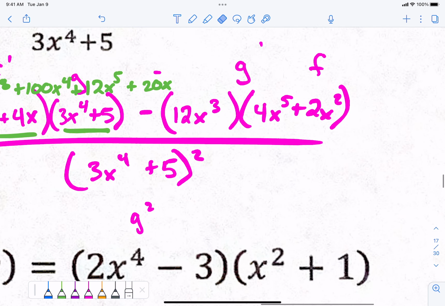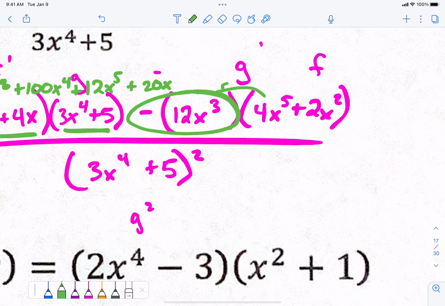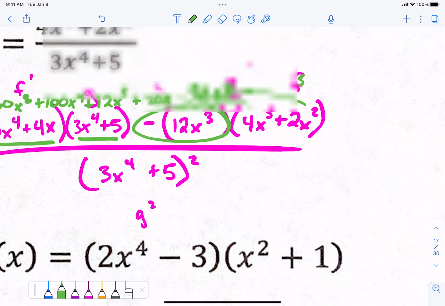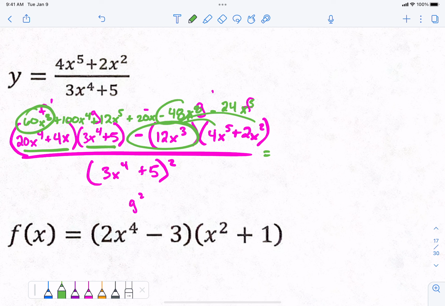Okay, then the next one, negative goes with the 12. Minus 48x to the eighth, minus 24x to the fifth. Okay, so final answer. X to the eighth is the biggest. 60 minus 48 is 12x to the eighth power. Oh, you simplify. So negative 12x to the fifth plus 100x to the fourth plus 20x.